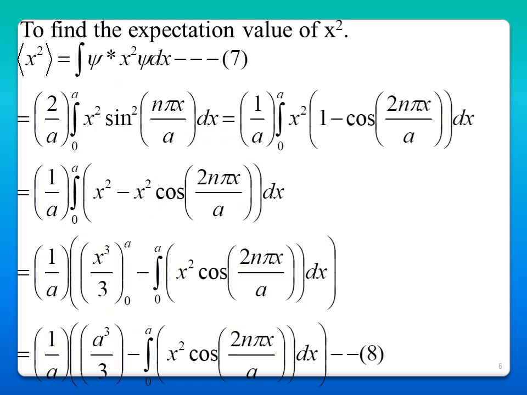Next we can find out the expectation value of x squared. So this x squared, it is integral psi star x squared psi dx, and substitute the value, and also we can get it is 2 by a integral from 0 to a x squared sine squared n pi x by a dx.